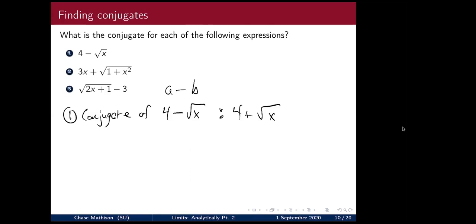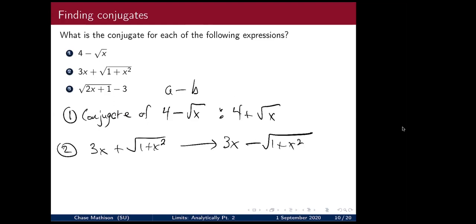Okay. All right. So number 2, what's the conjugate of 3x plus the square root of 1 plus x squared? Perfect. 3x minus the square root of 1 plus x squared, right? Because this is just A, this is plus B, so we want A minus B.